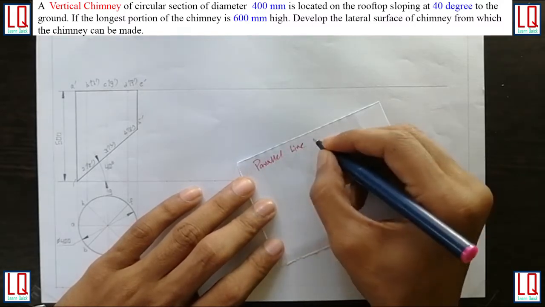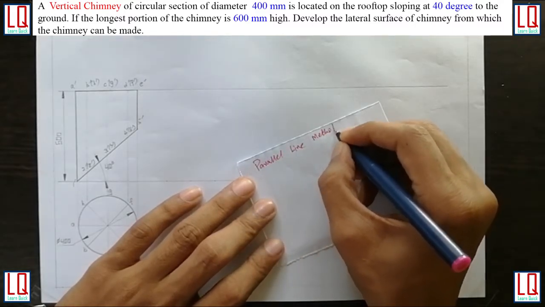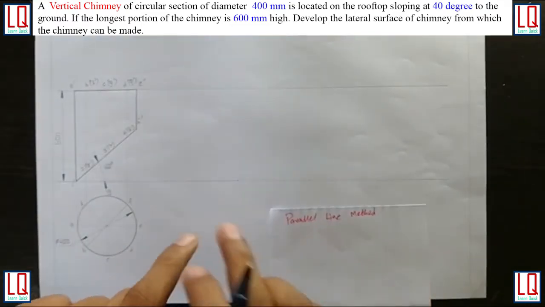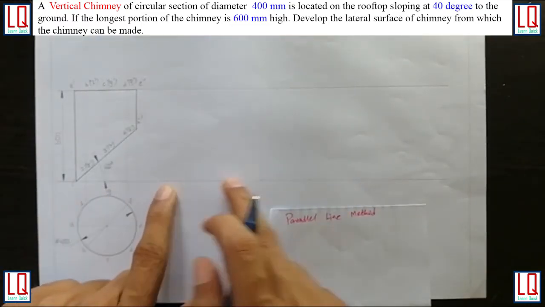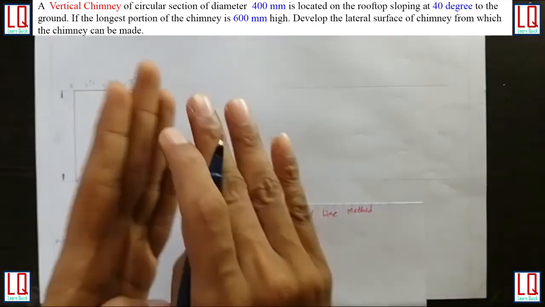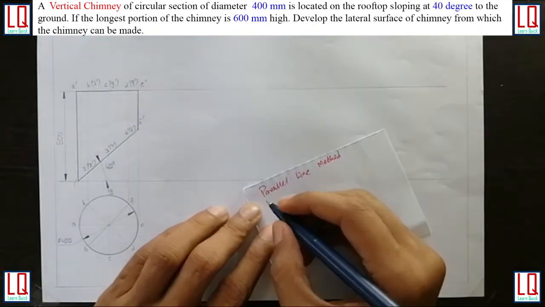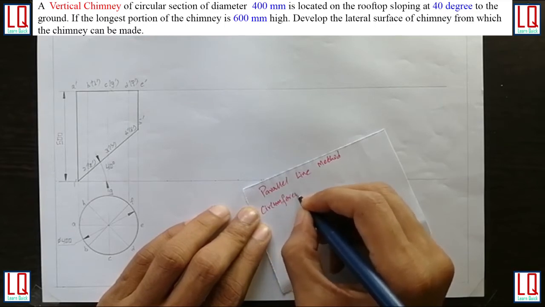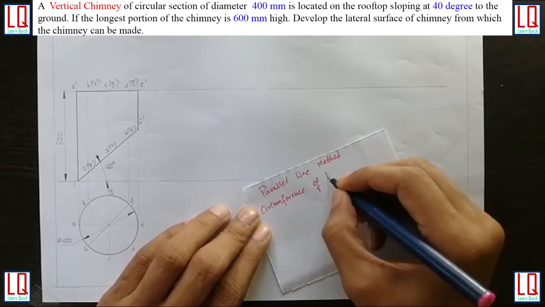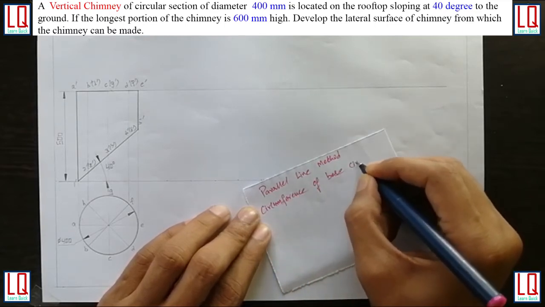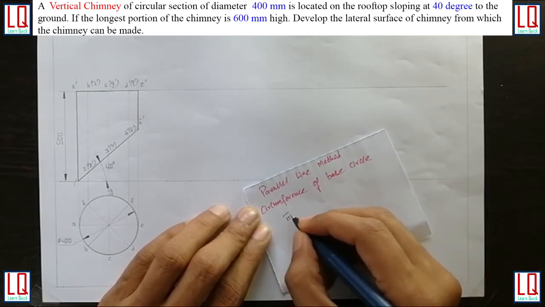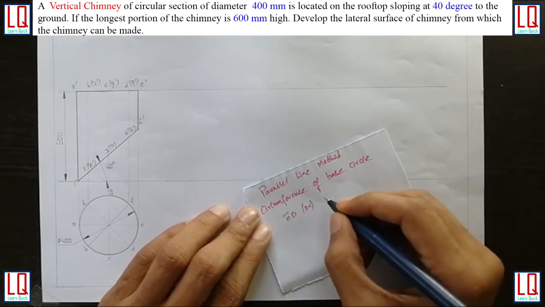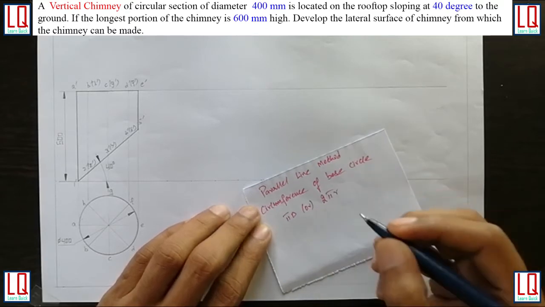Parallel line method. Okay, so for that I need to calculate the circumference of the base circle to measure the length of the rectangle. So the formula is pi d, or we can calculate with the help of 2 pi r.